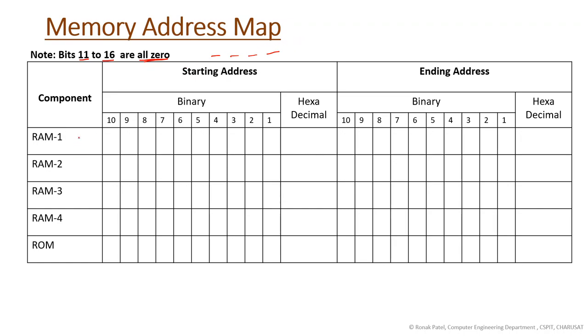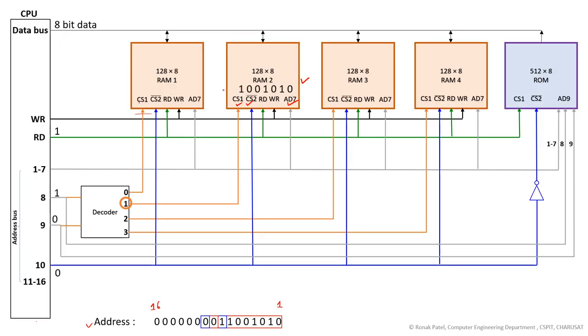Now for RAM 1, what is the starting address? For RAM 1, what is the ending address? Now look at the diagram for RAM 1 starting address. The 16 bits, 11 to 16, I don't need to consider. Now for the 10th bit, it is a RAM, so the 10th bit must be 0.